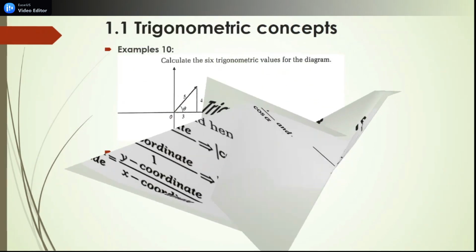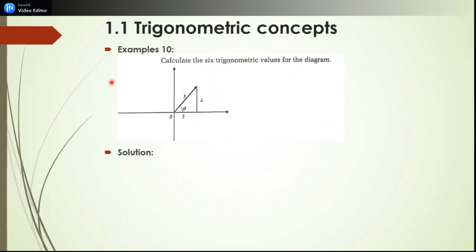Next, we have example number 10. Calculate the 6 trigonometric values for the diagram. The 6 trigonometric values are cosine, sine, tangent, cotangent, cosecant, and secant.